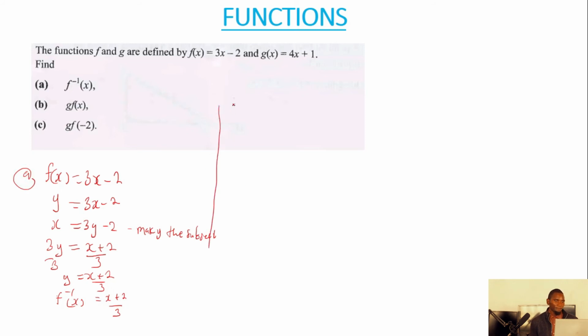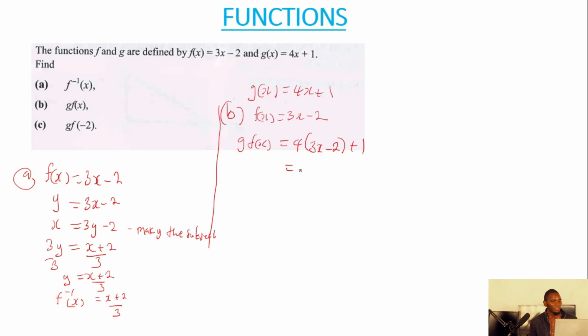Now let's look at another one, which is B. B says find the composite function. Remember, the composite function means we are starting with g, so the function of g is 4x plus 1. Then the other one is the function of f of x is equal to 3x minus 2. So if they start with g, then f, it means that this function is the one that is going to be placed in the g function. So the g function becomes our parent equation. So now we're going to say 4, where there's x in g, you put the function of f. So 4 times 3x minus 2, then plus 1.